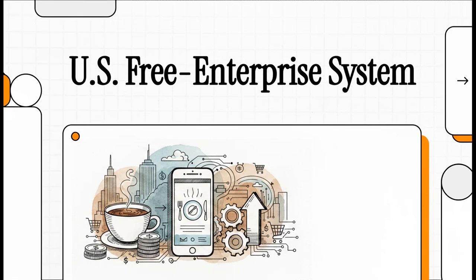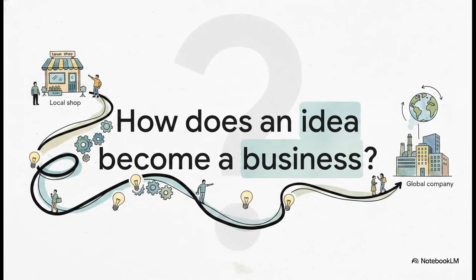You know, from the coffee you grab in the morning to the app you just used to order dinner, there's this invisible system that's shaping pretty much every choice we make. So today, we're going to pull back the curtain on that system, the U.S. free enterprise economy. It really all begins with a simple question, right? You see a problem, you notice something missing, and you think, what if there was a better way to do this? That little spark, that what if, is literally the beginning of an incredible journey.